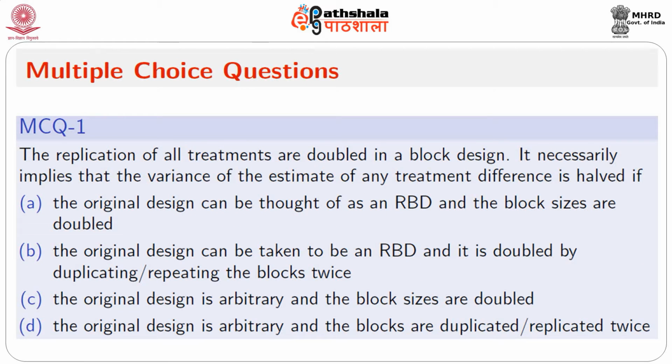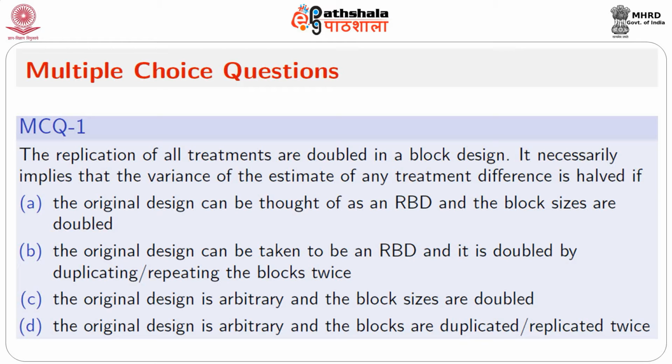What is the next one? The MCQ. Please read it. The first one is: the replication of all treatments is doubled in a block design. It necessarily implies that the variance of the estimate of any treatment difference is halved if certain conditions hold. The first option is that the original design can be thought of as an RBD, that is, a randomized block design, and the block sizes are doubled. Very good. Suppose you have an RBD and all the block sizes have been doubled, and incidentally, in the process, the treatment replications have been doubled as well.